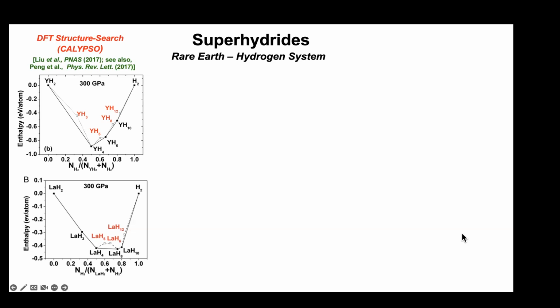So here are some convex hull plots for yttrium hydrogen and lanthanum hydrogen. The work was done by Hanyu Liu in our group, and what one finds in these calculations is very intriguing, very hydrogen-rich materials that we call superhydrides, that is with hydrogen stoichiometries greater than 6, so stoichiometries of up to 1 to 12 in these systems.